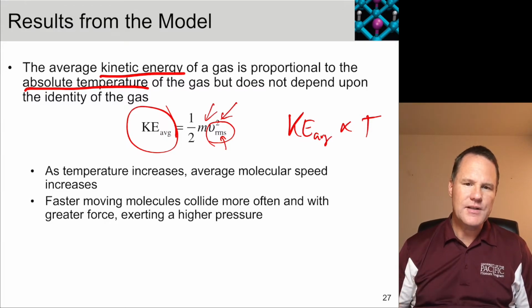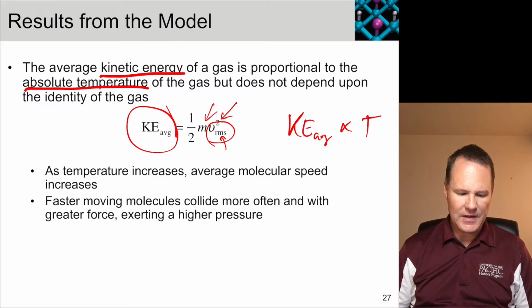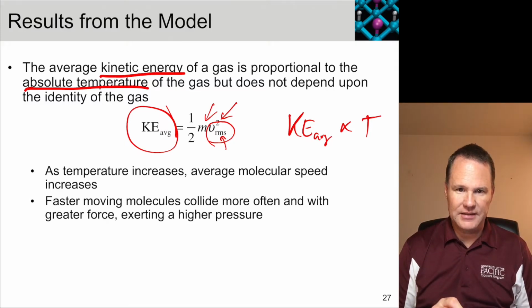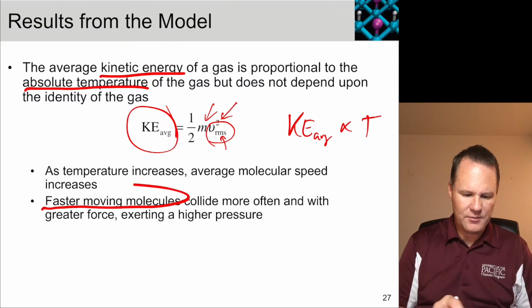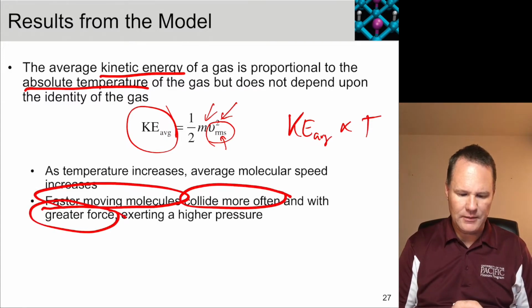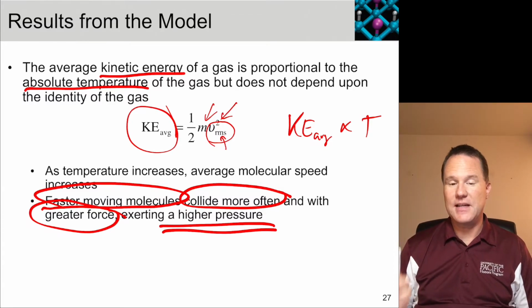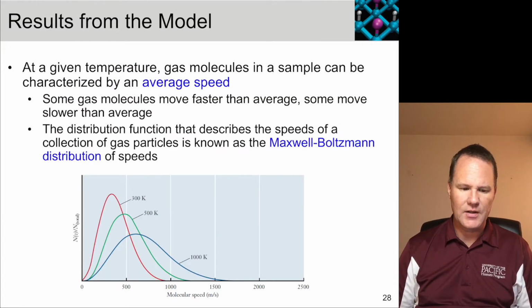And then, of course, this also makes sense from our ideal gas law, when we realize that the pressure and the temperature are interrelated, right, at constant volume. And so if we have higher temperature, then the molecules will be moving faster, they collide more often, they collide with greater force, and therefore they exert a higher pressure. And that, of course, makes sense. If we heat up the gas, then the pressure goes up.